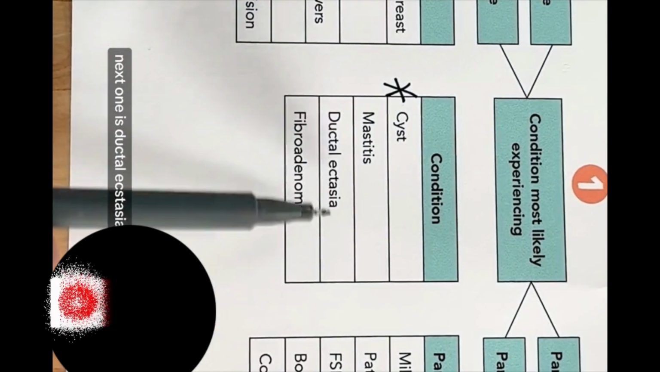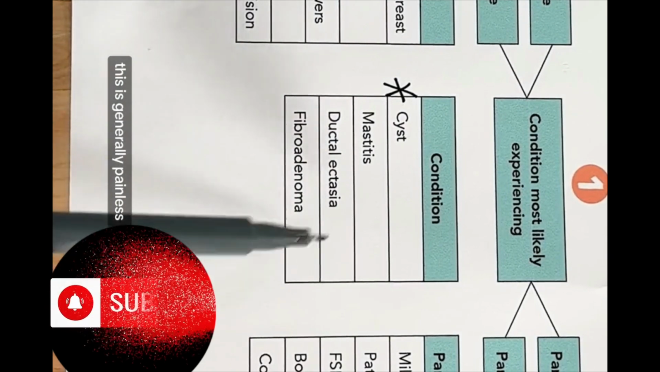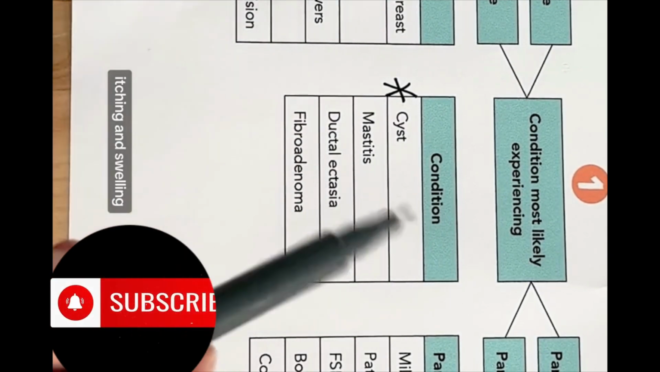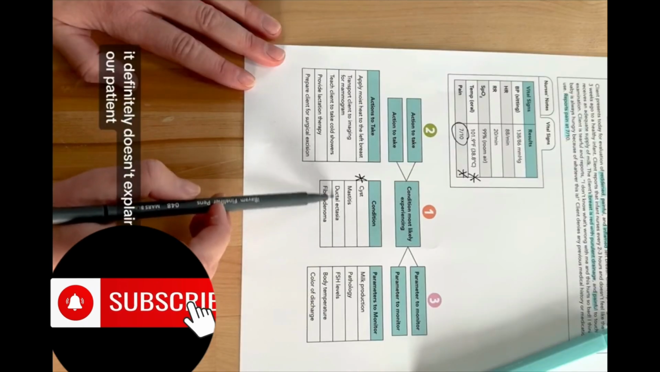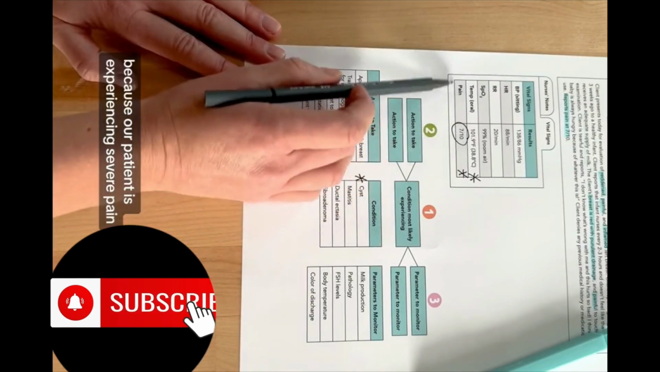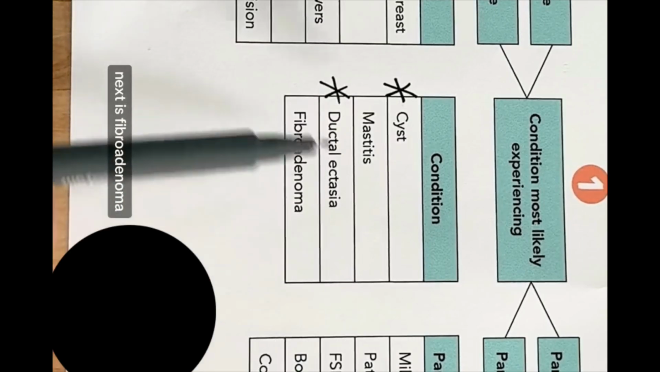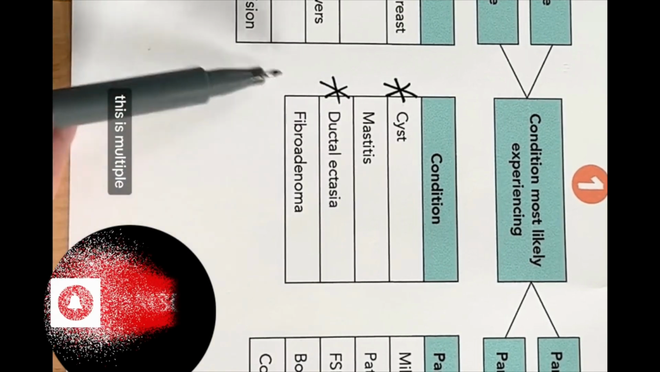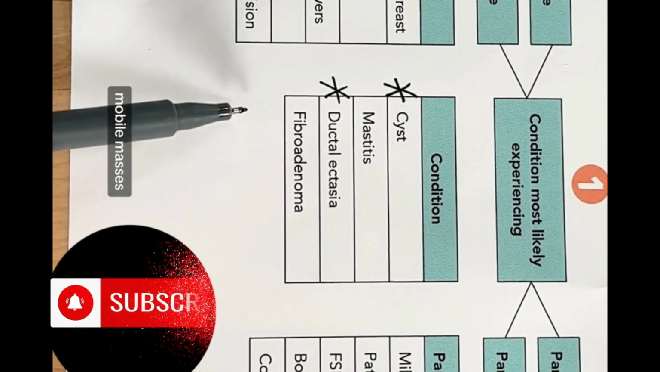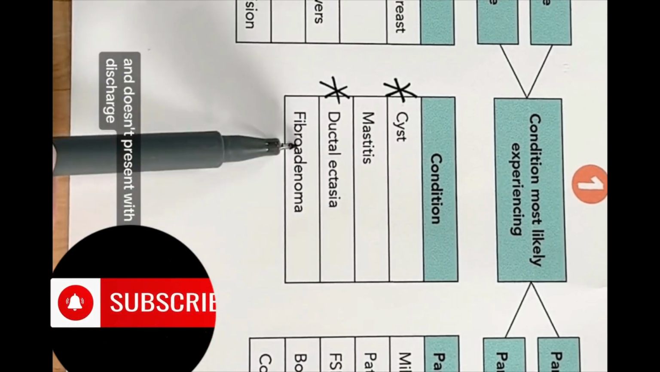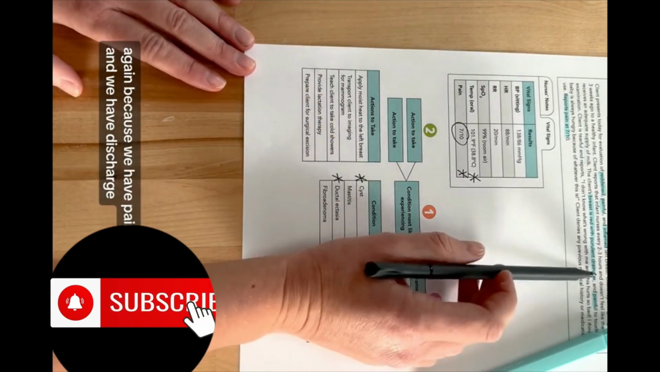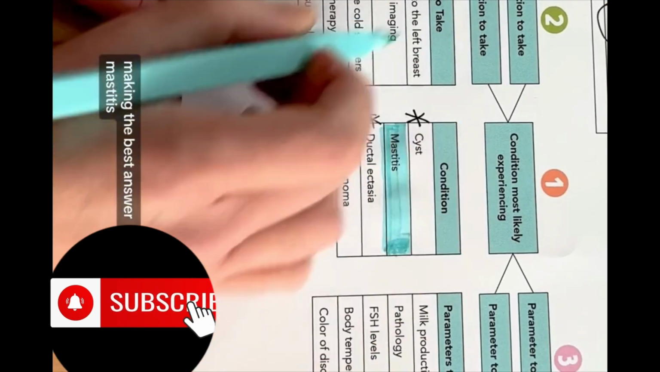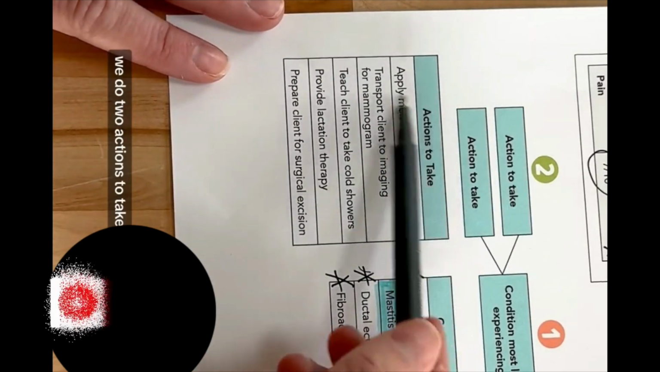Next one is ductal ectasia. This is generally painless, but can be accompanied by burning, itching, and swelling. And sometimes the discharge may be bloody. If this is painless, it definitely doesn't explain our patient because our patient is experiencing severe pain. Next is fibroadenoma. This is multiple small, painless, mobile masses and doesn't present with discharge. This doesn't really sound like our patient either, again, because we have pain and we have discharge, making the best answer mastitis.